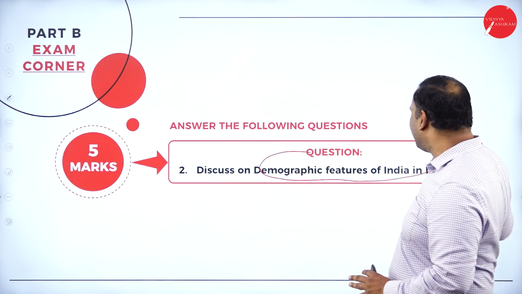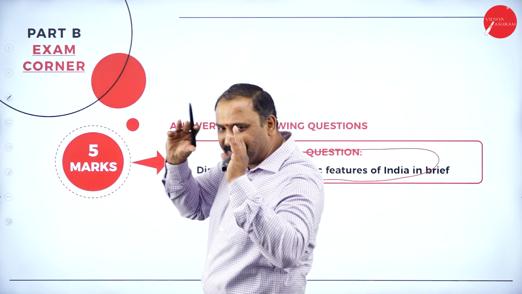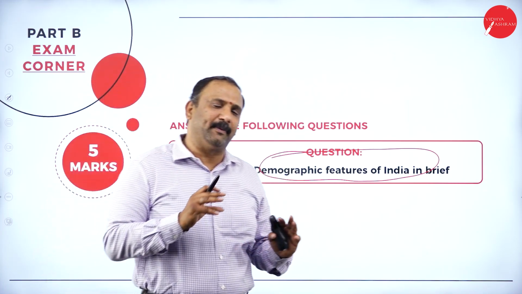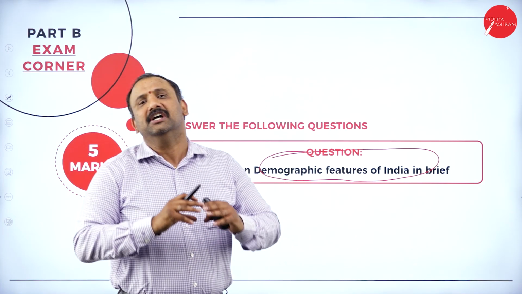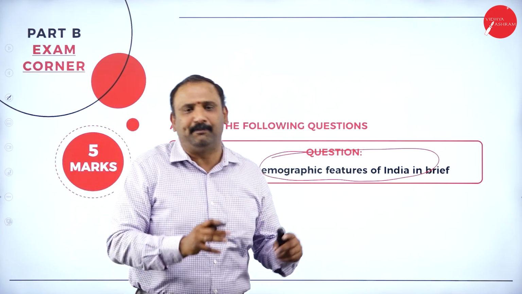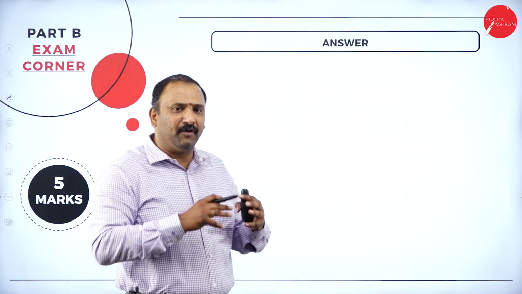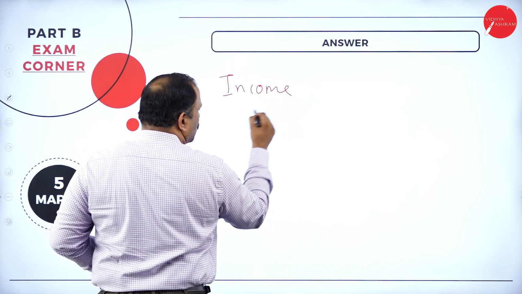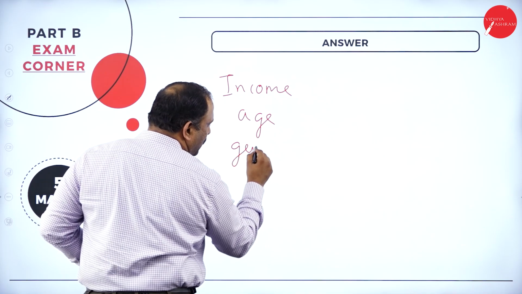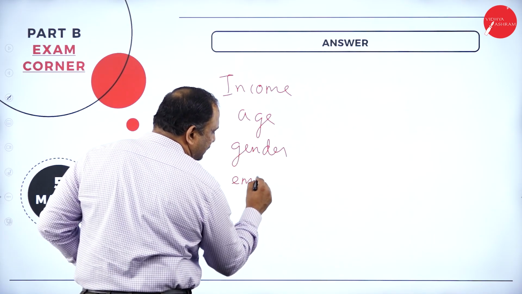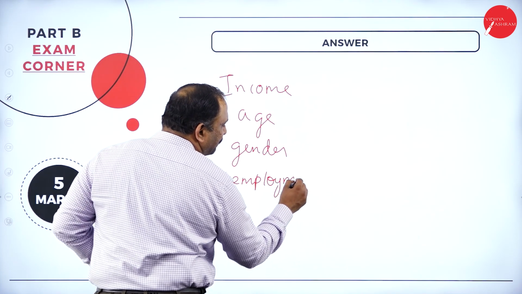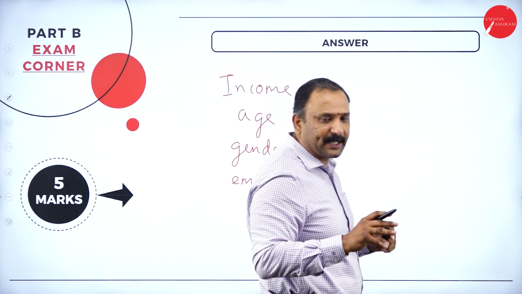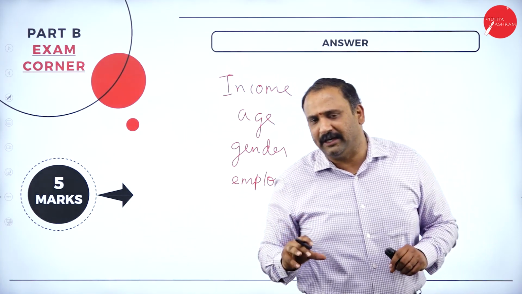Discuss the demographic features of India. Whenever we talk about demography, that includes a lot of factors like income. It might also include the living conditions, the geographical conditions, the density, population factors, the kind of rural setup. So you can talk about income, age, gender, employment. All those kinds of factors will be under the demographic factor.